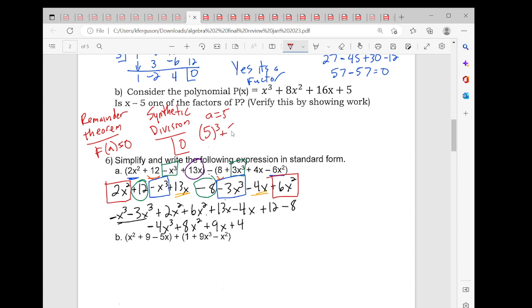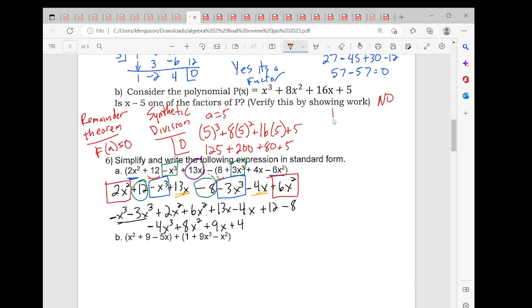5 cubed plus 8 times 5 squared plus 16 times 5 plus 5. So that's 125 plus 5 squared, so that's 25. 25 times 8 is 200. And then 16 times 5, that's 80. Well, I can stop right there because all these numbers are positive and I'm not going to get 0. So the answer is no.